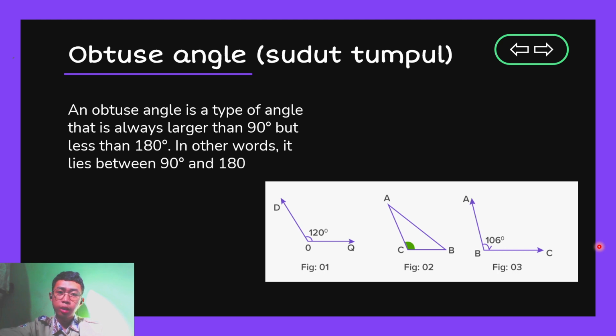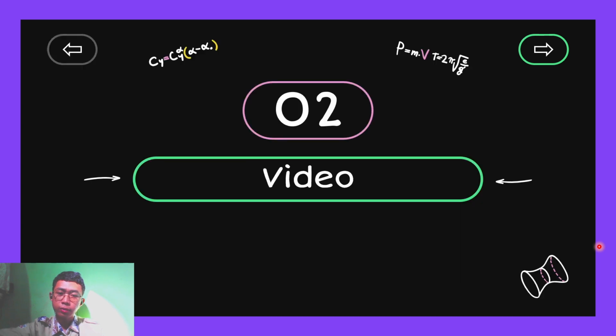Obtuse angle. In bahasa sudut tumpul, an obtuse angle is a type of angle that is always larger than 90 degrees but less than 180 degrees. In other words, it lies between 90 degrees and 180 degrees.